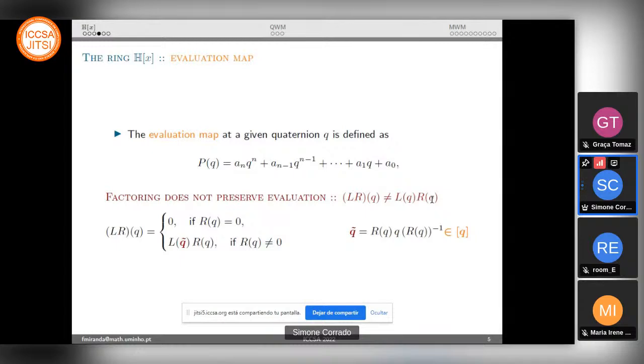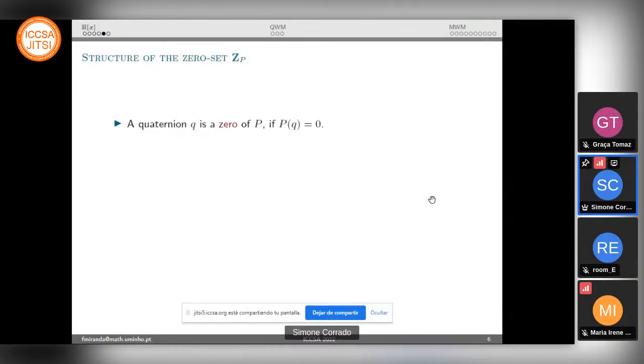We can evaluate the polynomial using the factorization, but in this case, we have to evaluate the polynomial L at the quaternion q tilde, that is an element of the same conjugacy class of q. A zero of a polynomial p is a quaternion q such that p of q equals 0. And a zero of a polynomial is an isolated zero if it is the only element in the conjugacy class of q.